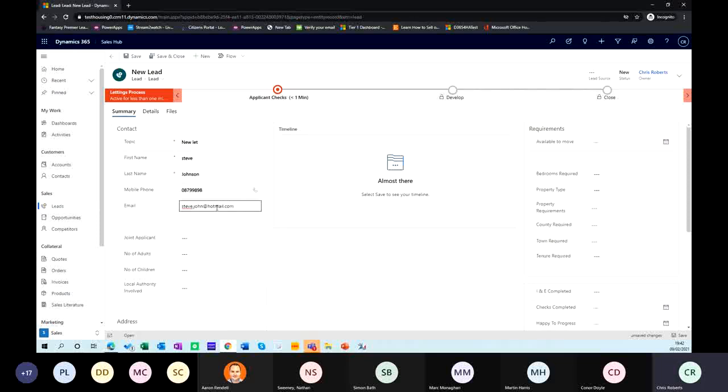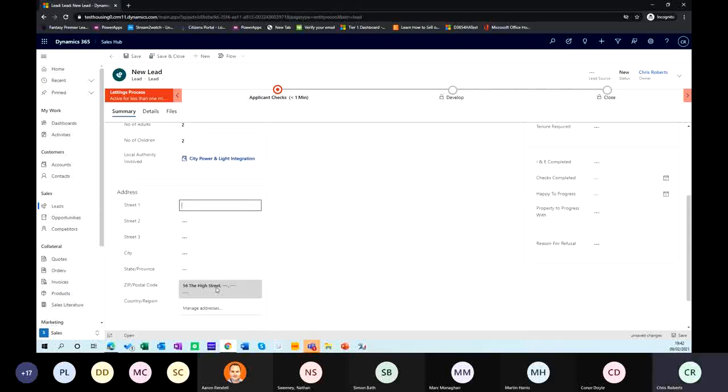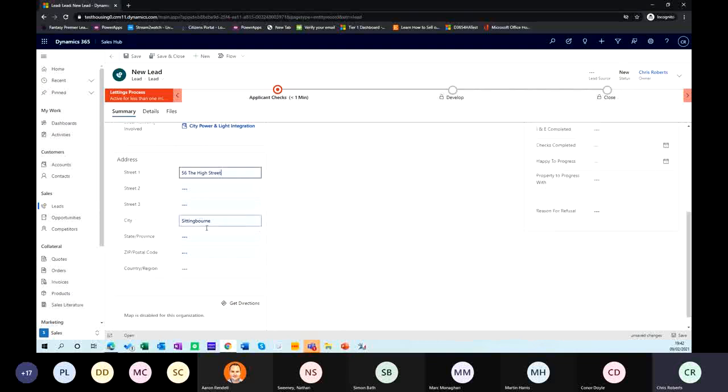Showing my age there. Didn't put Outlook, did I? From here, we can put if there's a joint applicant as well, because obviously a lot of people will be moving in with someone else. The number of adults in the household. So these are obviously the bits where I've adapted for the use of associations. The local authority involved, obviously this is the standard Dynamics demo data, so we're just going to grab one of those. Where they live at the moment, so we'll just put that one in.